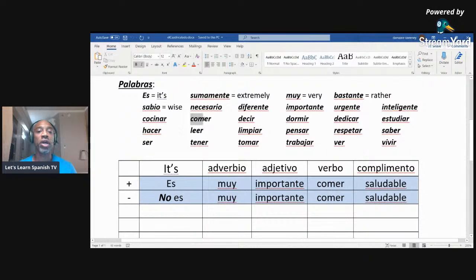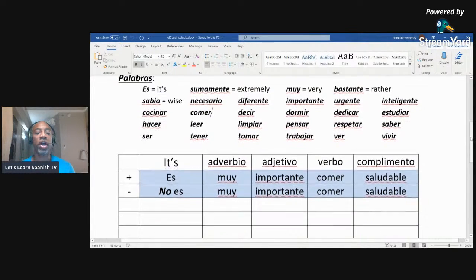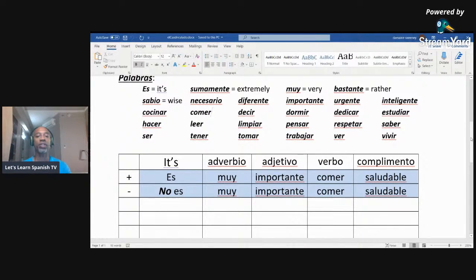Comer, comer. Dormir, dormir. Decir, decir. Dedicar, that's an AR. And let's see, do we have any other ER? Oh, vivir, vivir. Okay, so look at the structure here. The verb goes first, adverb, adjective, and verb. And we have complemento, saludable, complemento, healthy.